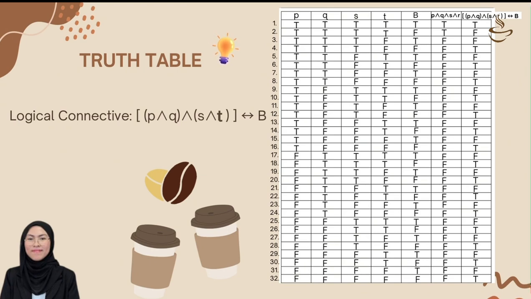For the last column, P and Q and S and T, biconditional with B, when both P and Q and S and T and B are true, then the output will be true, and the statement also will be true if P and Q and S and T are false and B also false, then the output will be true too. Otherwise, if P and Q and S and T are false and B is true, the statement is false.